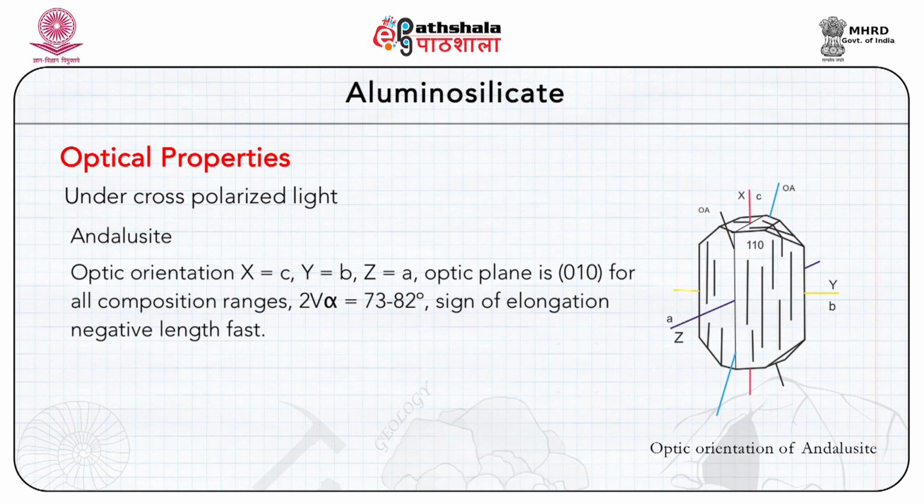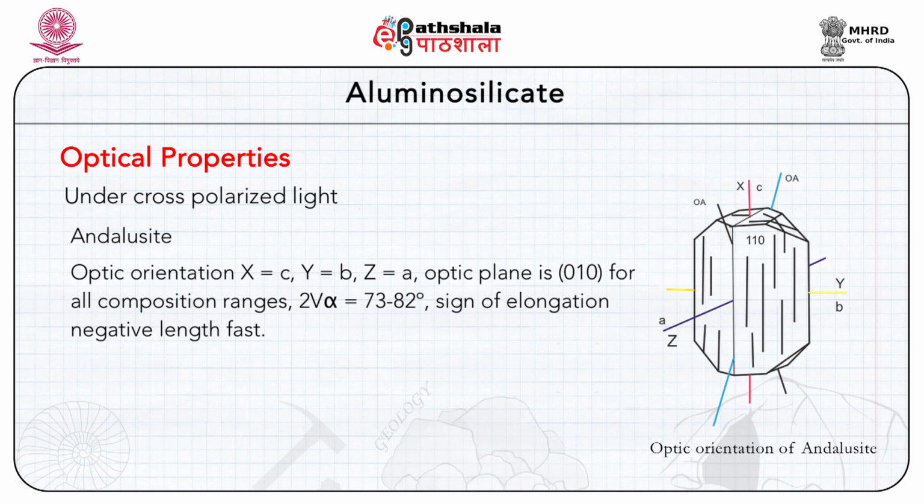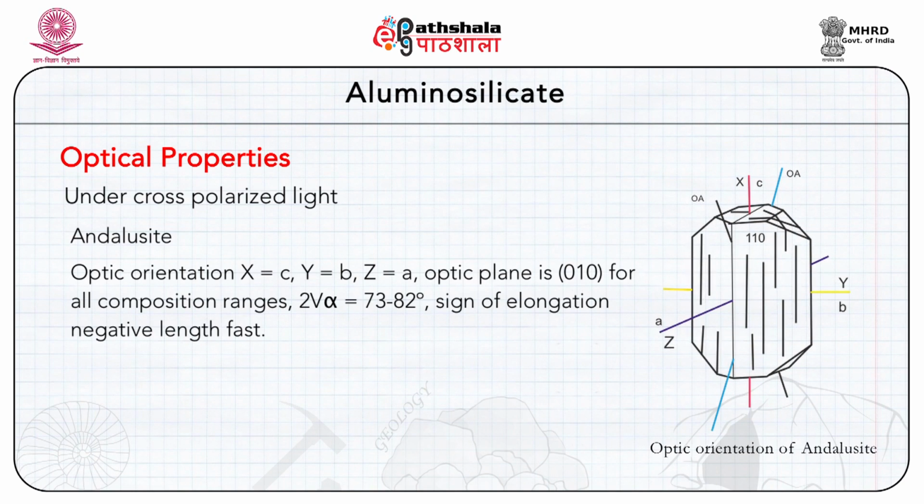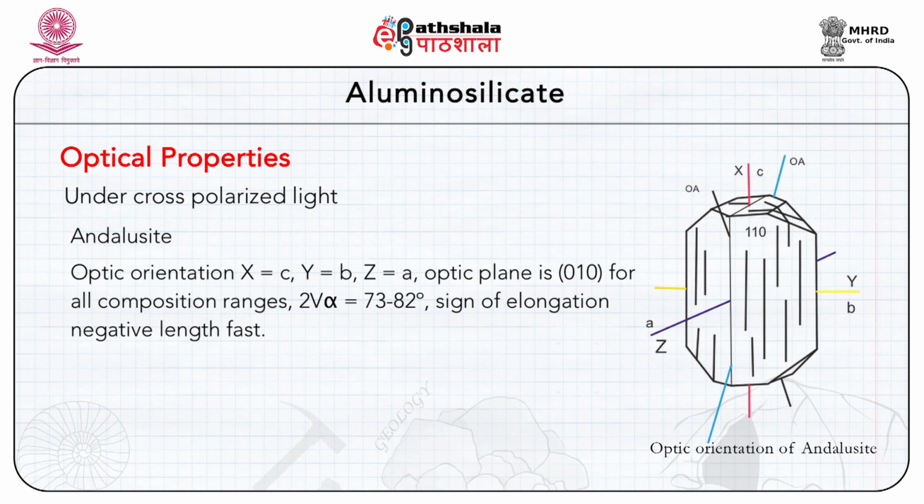Optic orientation is X equals C, Y equals B and Z equals A. Optic plane is 010 for all composition ranges. 2V varies between 73 to 82 degrees. Sign of elongation is length fast, negative.